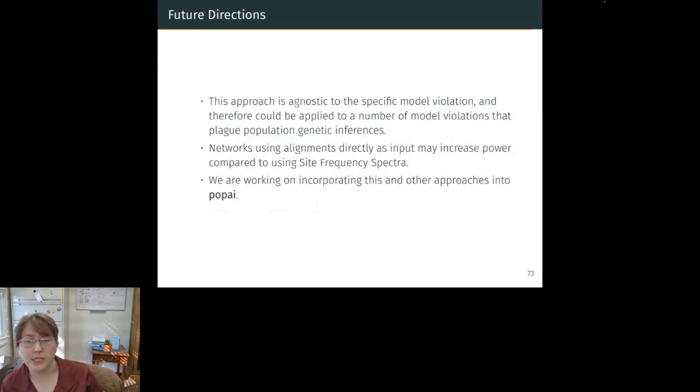We're really excited to continue working on this moving forward. So one really nice thing about this approach is that it's agnostic to the specific model violation. And so we could apply it to a number of other model violations that plague population genetic inferences, like background selection, and we're looking forward to trying that. In this case, we use networks that analyze site frequency spectra, but it's also possible for us to use networks that analyze alignments directly, and this may increase our power for some more complicated models. And then finally, we are working on incorporating this into Popeye.